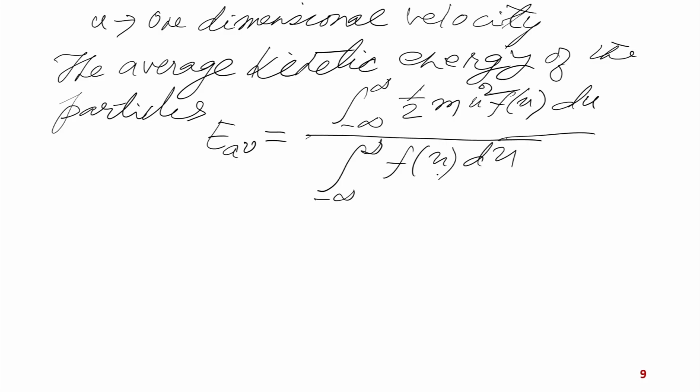This denominator is actually the total number of particles n. If you substitute the distribution function f(u), that is the Maxwell one dimensional distribution, I can show this is equal to 1/2 k_B T.